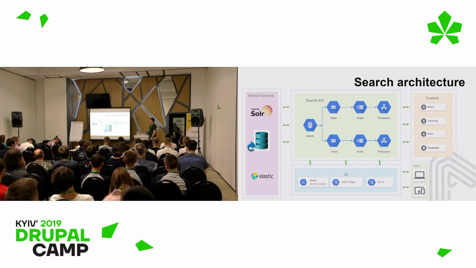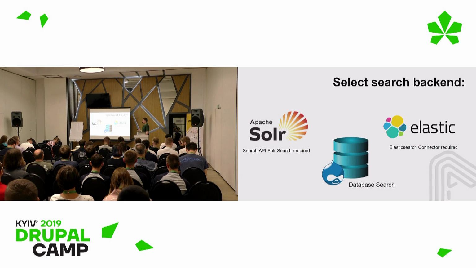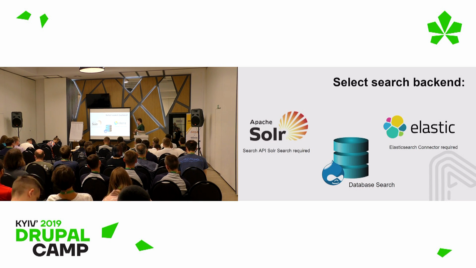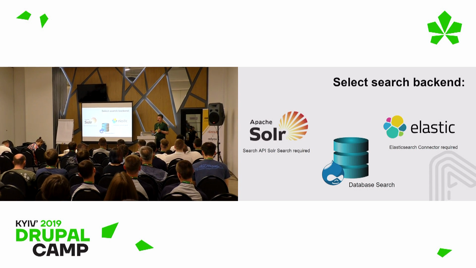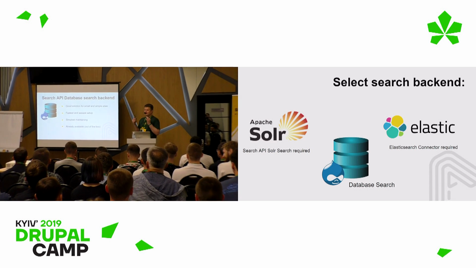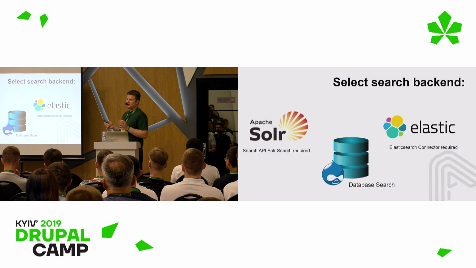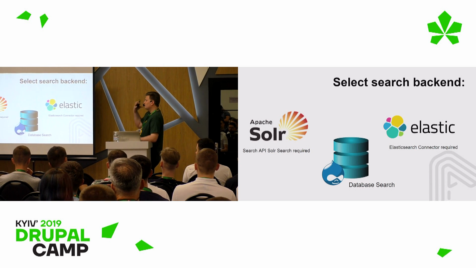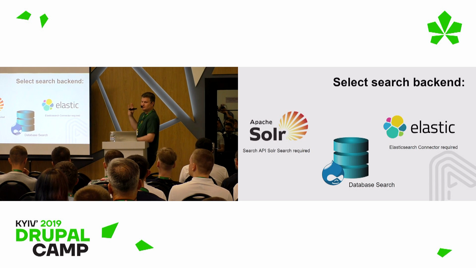But let's speak first about search backends. A search backend is a store for our content, the search machine, and we can use different search backends for this. We can use Apache Solr, we can use Elasticsearch, we can use database search, and let's check one by one, and let's check how it works and what is preferable for our solution.